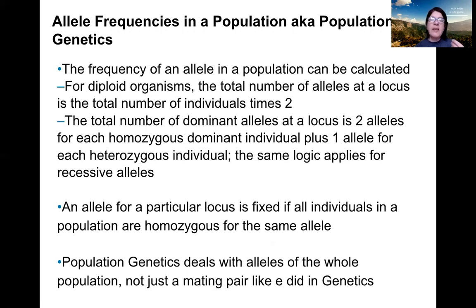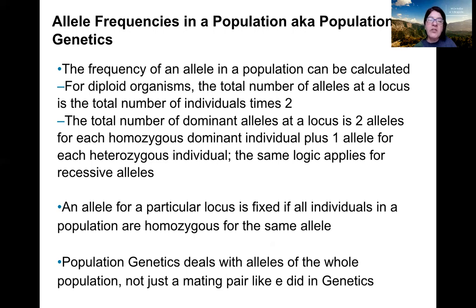Now, we also say that an allele for a particular locus is fixed if all the individuals in a population are homozygous for that same allele. So if, let's say we can have 2 or 3 or 4 or 5 or however many different versions you want for a given gene. And if all the individuals in the population are homozygous for one of these alleles, for one of these versions, then this allele is fixed. There's no other alleles in the population.